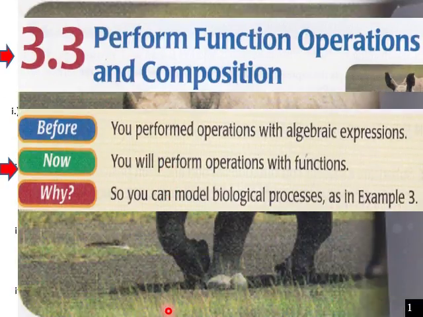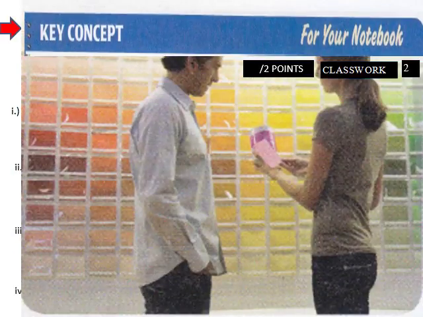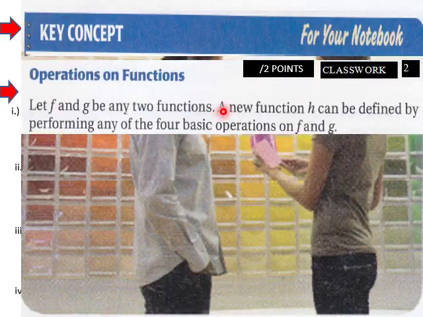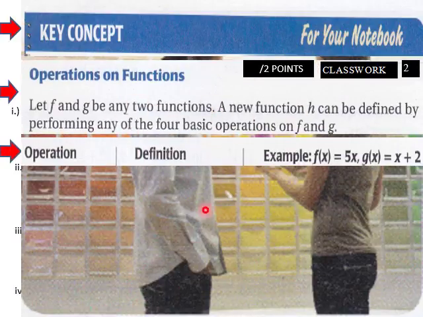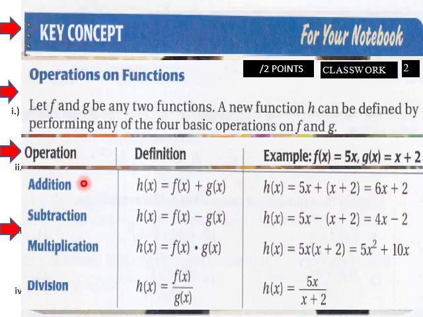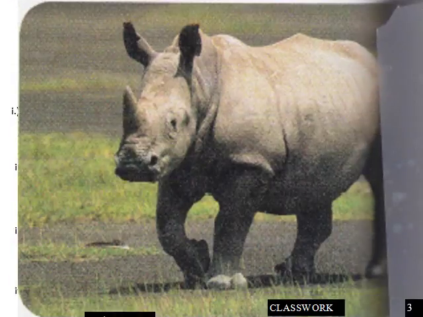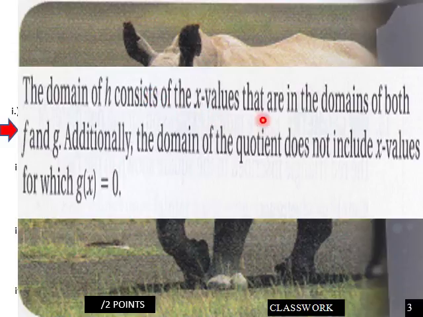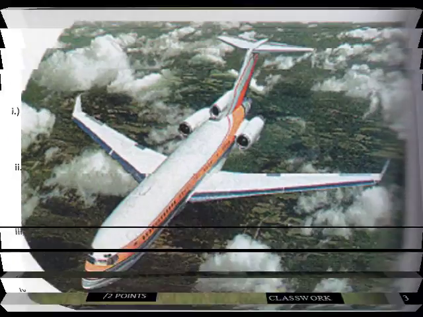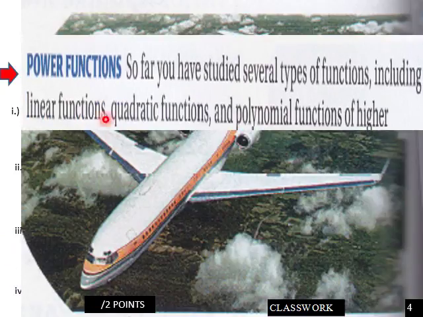Okay, so perform function operations and composition. We've done this before. Operations on functions, any two functions. So this is a table for adding and subtracting and multiplying and dividing functions. And then here are examples with the integers plugged in. The domain of h consists of x values that are in the domains of both f and g. Additionally, the domain of a quotient does not include x values for which g of x equals 0. It's just one stipulation.